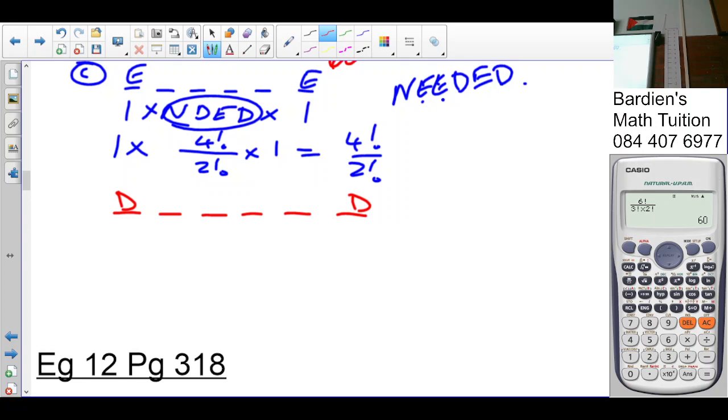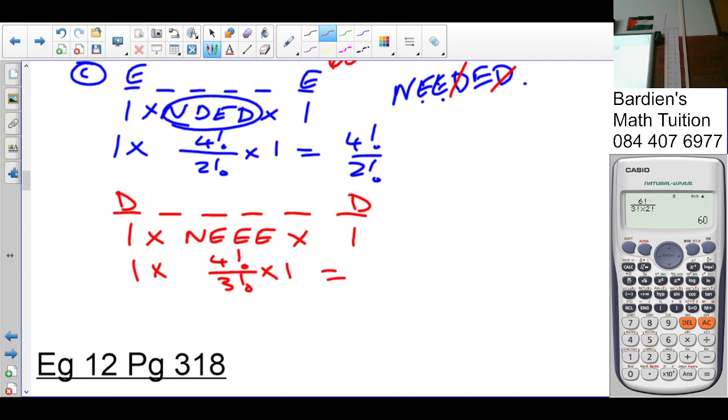So, how many options do we have here? 1 and 1. Must be D and D. That's all. What are we left with? I take the 2 D's out. I'm left with E, N, E. So what's the calculation here? 1 times 4 factorial over 3 factorial times 1. So that is simply 4 factorial over 3 factorial.